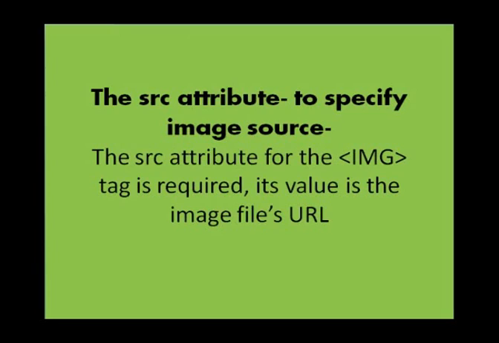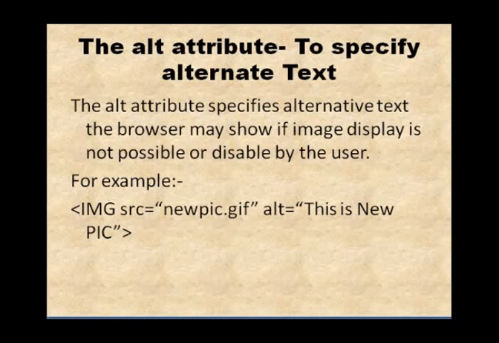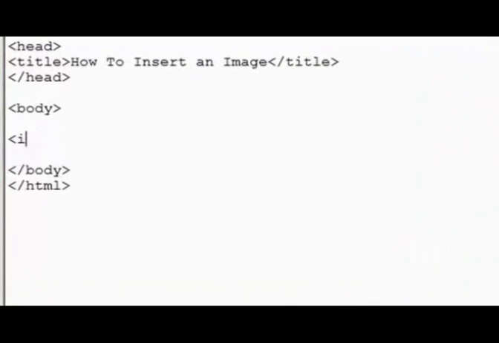The src attribute is used to specify image source. Its value is the image file's URL. The alt attribute is used to specify alternate text. If image display is not possible, then the alt attribute is used. So here you can see the syntax. Now let's understand it practically.